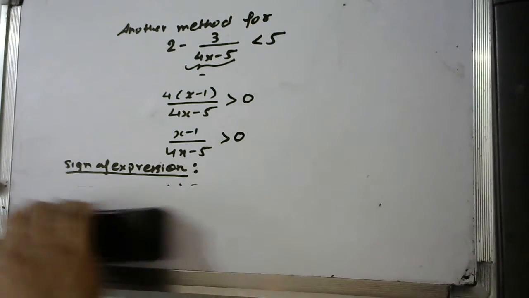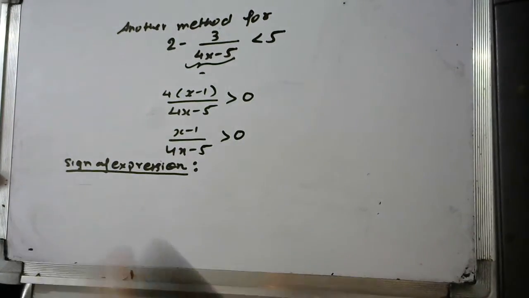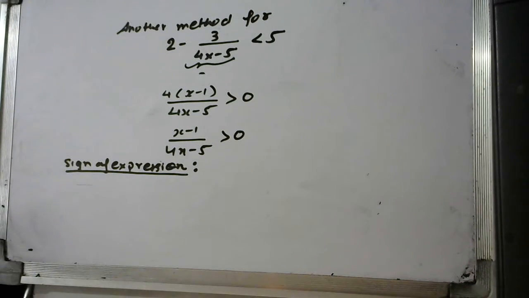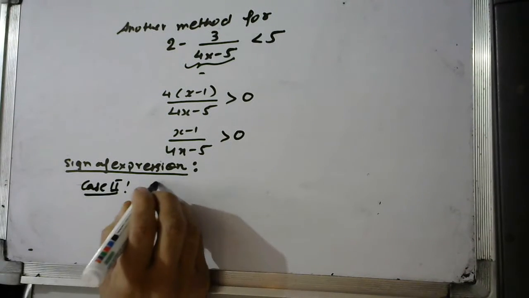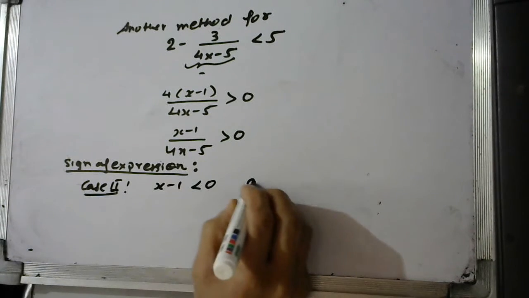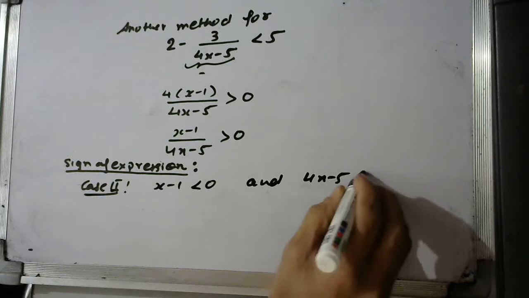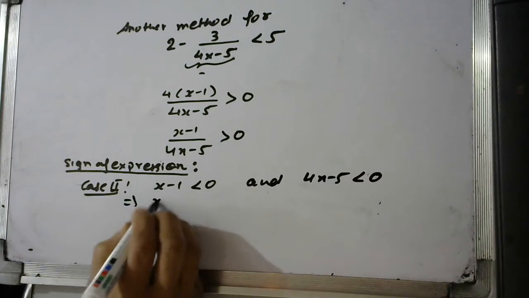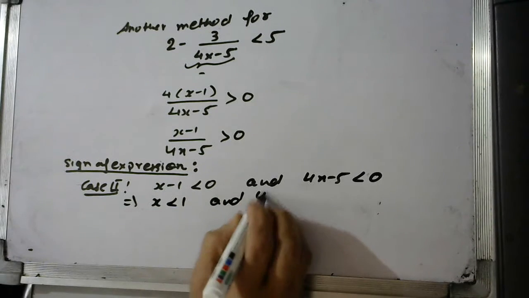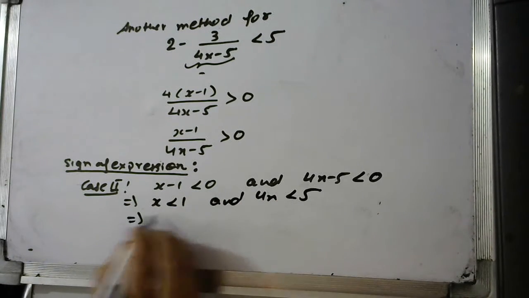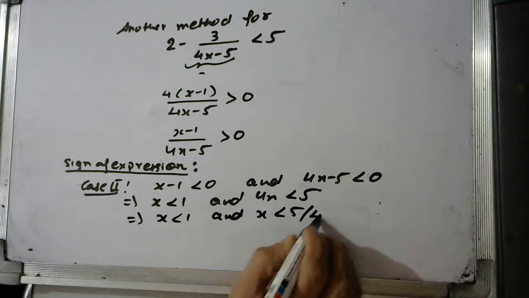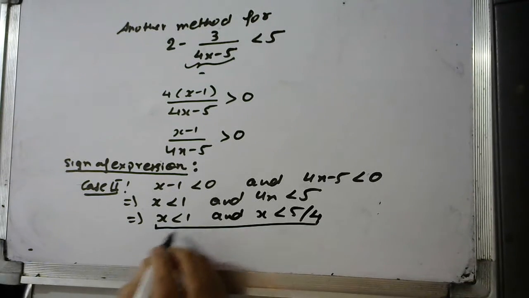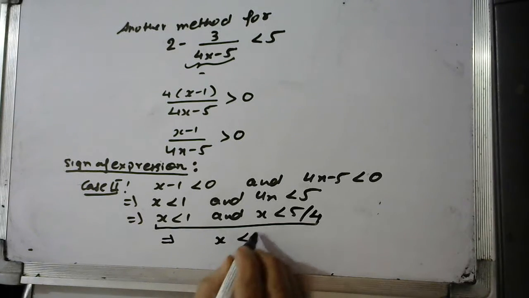Now if I assume numerator as well as denominator to be negative, still my inequality will be satisfied. So consider case 2, numerator is negative as well as denominator is negative, which implies x is less than 1 and 4x is less than 5. And both of these together gives me x must be less than 1.